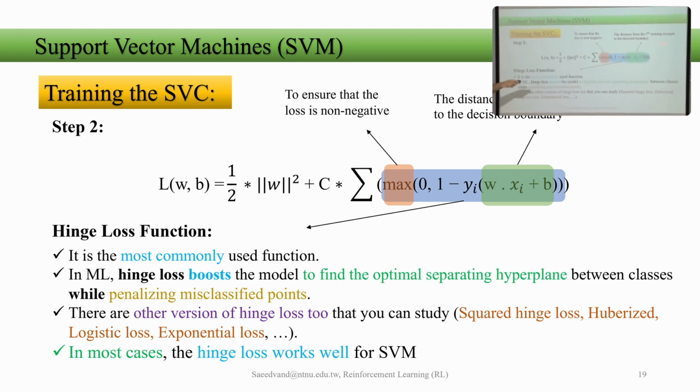So we are not limited to this Hinge function. There are different versions of the Hinge function. For example, squared Hinge loss, Huberized one, logistic loss, and exponential loss. The equation here can be changed in order to evaluate this part in different forms.